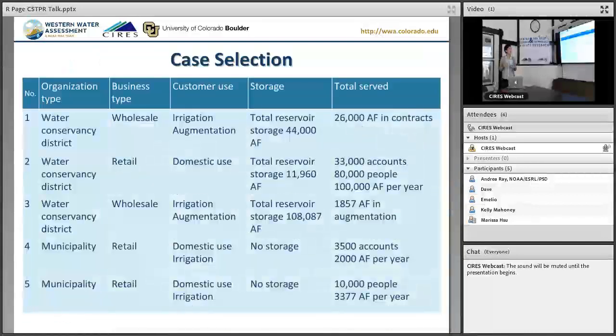So in terms of how we selected our cases, we selected 5 cases that we felt generally represented the range of water systems that can be found across the Western Slope. So with a range of business types, whether they sell wholesale versus retail water, different customer bases, different storage regimes, and then different volume or capacity in terms of the number of people served or the amount of water delivered.